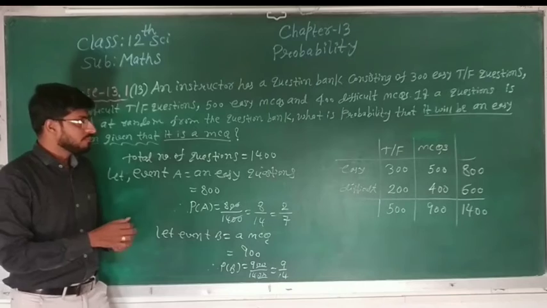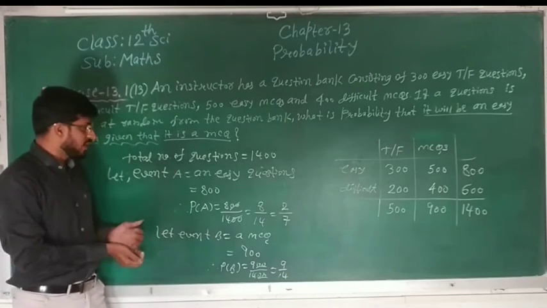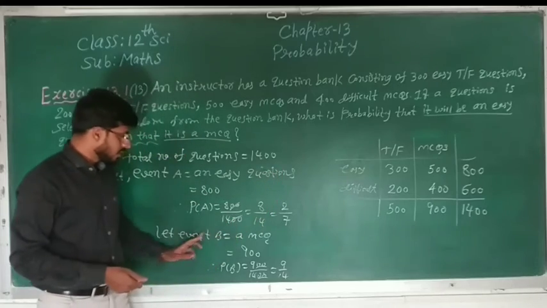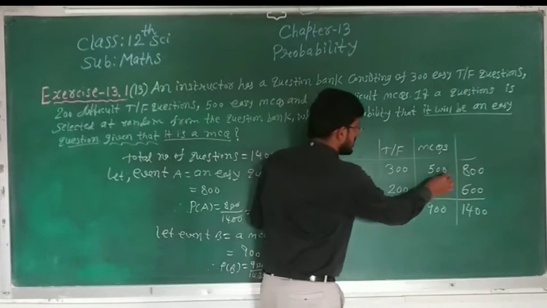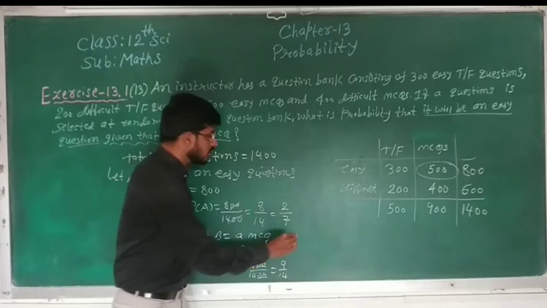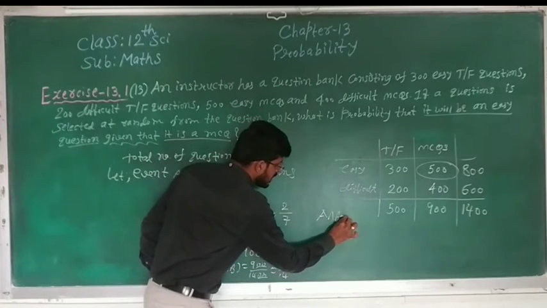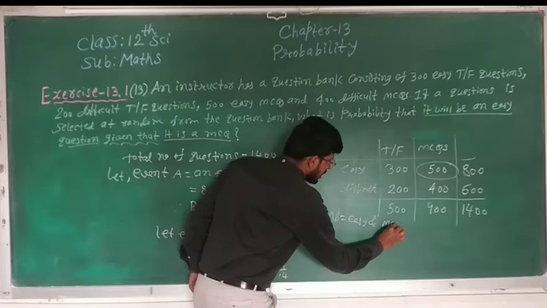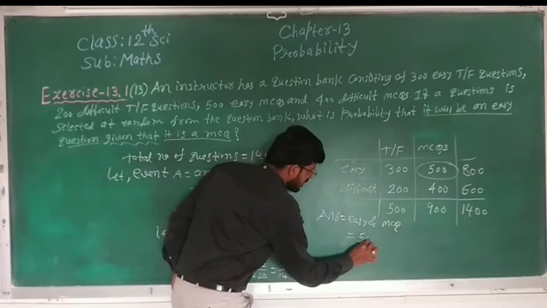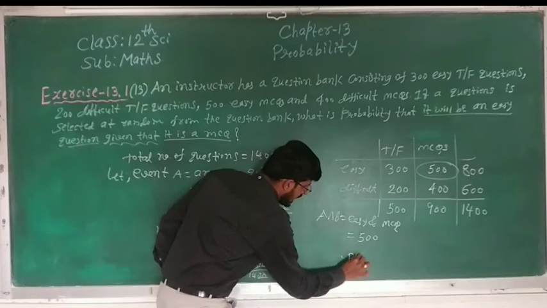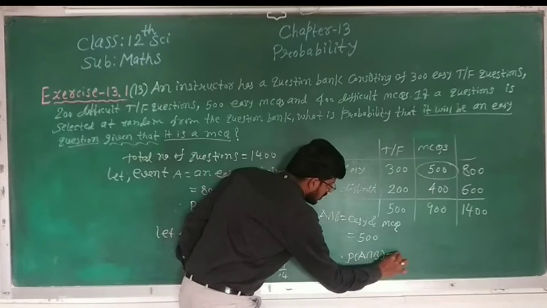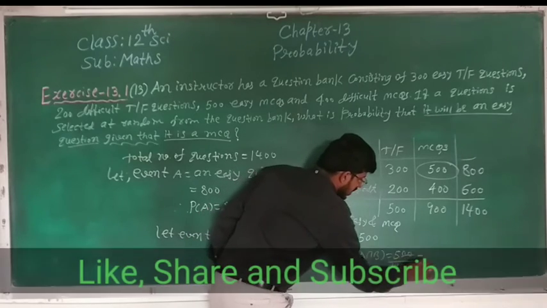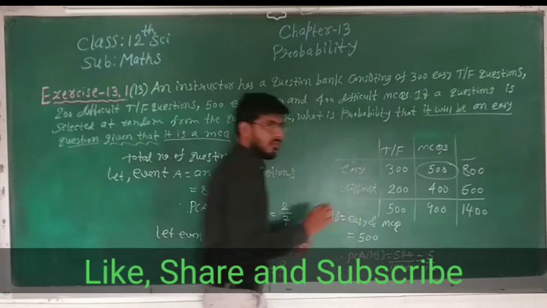Now from conditional probability we also have to find out A intersection B. It means easy as well as MCQ. See, easy as well as MCQ is 500. Therefore P of A intersection B is equal to 500 upon 1400. The 0 will be cancelled out. So we get 5 by 14.